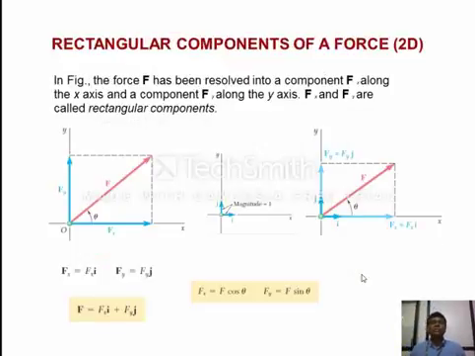So let us start with a very simple case about rectangular components of the force in 2D. In this figure, the force, you look at this y, x, these are the positive, and the opposite direction is negative. So F has been resolved into components, Fx along the x-axis and a component Fy along the y-axis. They are called rectangular components.